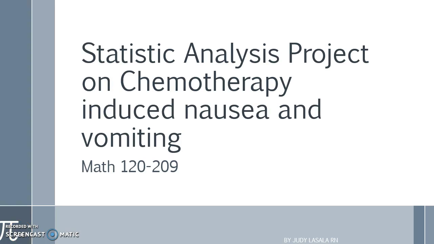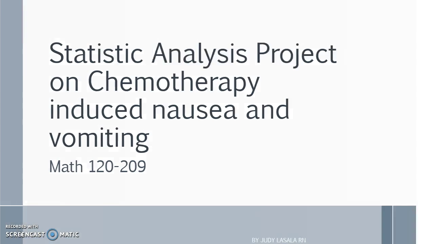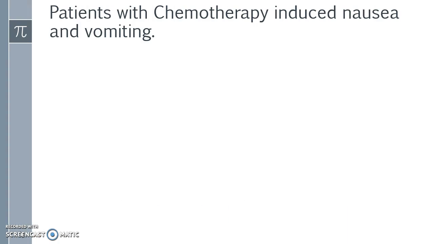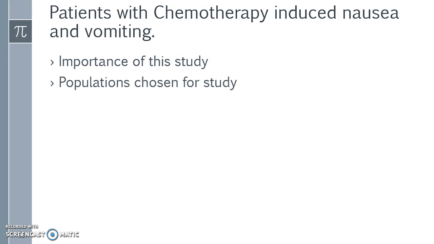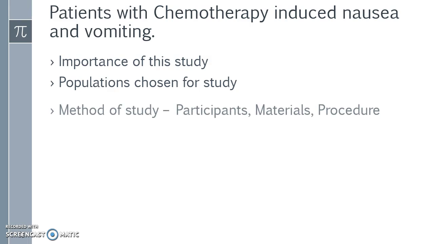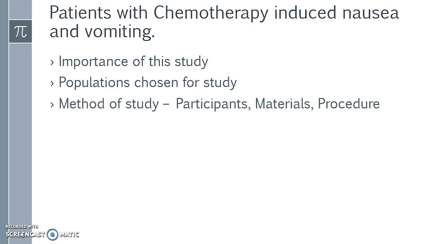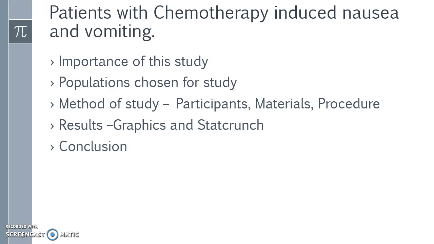I will be showing you my statistics analyst project. It's on chemotherapy-induced nausea and vomiting. I'm going to start with the layout of my project: patients with chemotherapy-induced nausea and vomiting. I will show you the importance of the study, along with the population I have chosen for this study, the method of study with regards to the participants, the materials, and the procedure. I'm also going to show you the results or graphics with StatCrunch, and then I will go with my conclusion of this study.